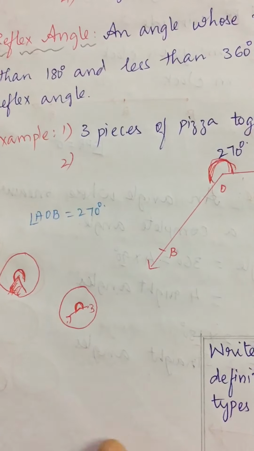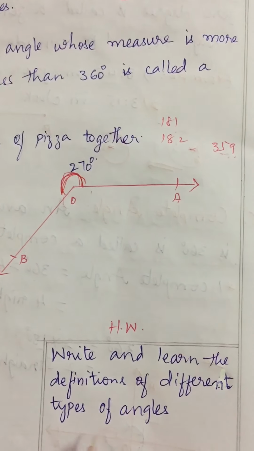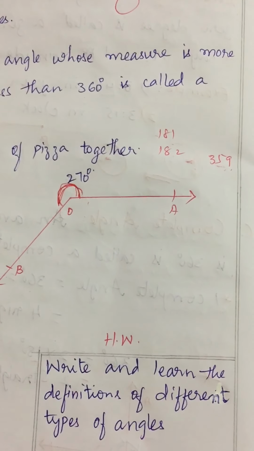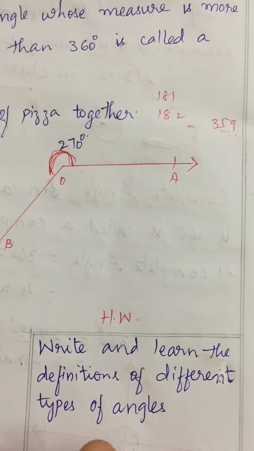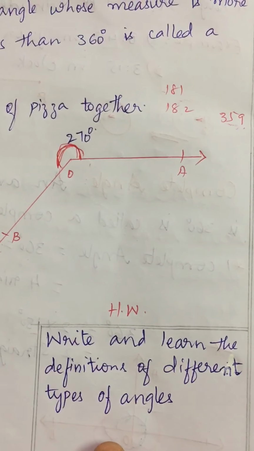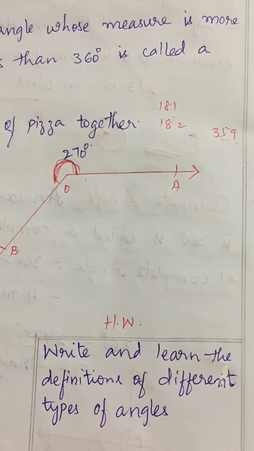Am I clear children? Now today's homework is to write and learn the definitions of different types of angles. That means in the previous class we discussed 4 types of angles and in today's class we discussed 3 types of angles. Total 7 types of angles with examples and with diagrams you should write and learn. Clear?